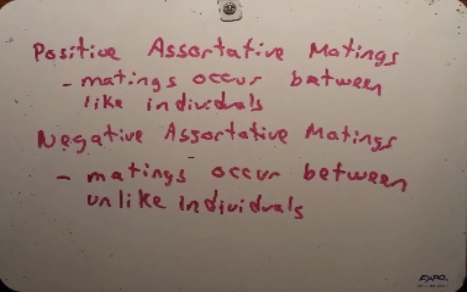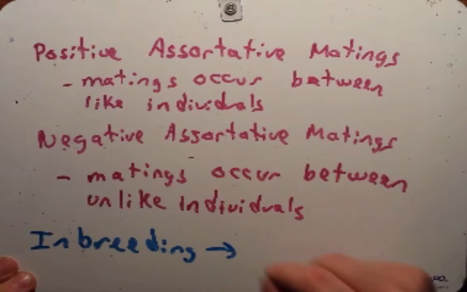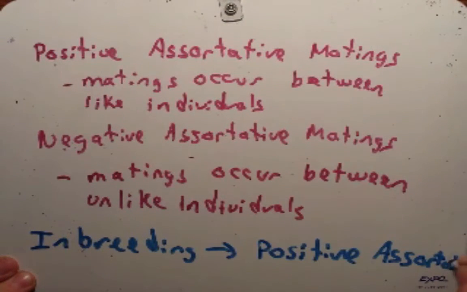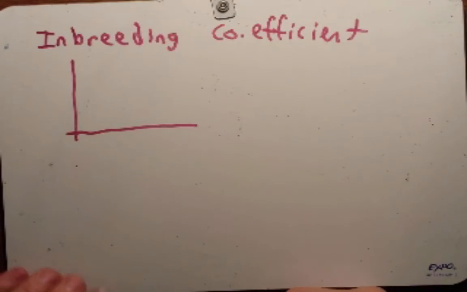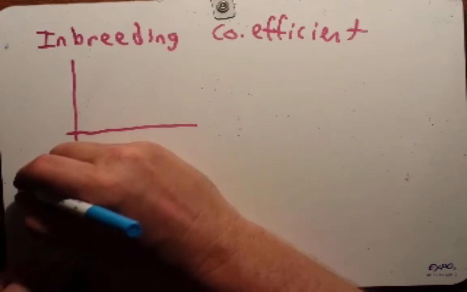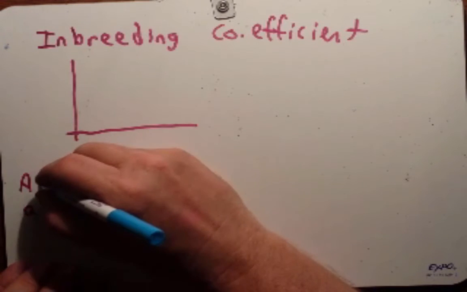And as with the bighorn sheep, we saw inbreeding. And inbreeding is a perfect example of positive assortative mating. So let's erase this. And I want to talk about something known as the inbreeding coefficient. As we describe the inbreeding coefficient, let's go back and look at our bighorn sheep. So as we talk about it, let's look at these two genes, big A and little a.